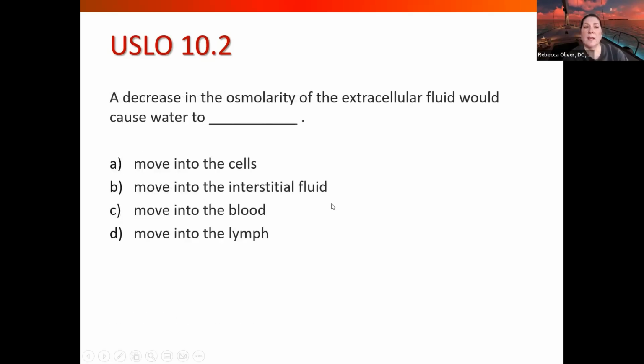A decrease in the osmolarity, which is the solute concentration of extracellular fluid, would cause water to do what? So we've lost particles, basically. What's water going to do? Is it going to move into a cell? Is it going to move into the interstitial space outside the cell? Is it going to move into the blood? Is it going to move into lymph? Where's it going to go?